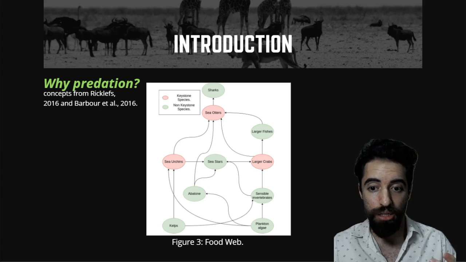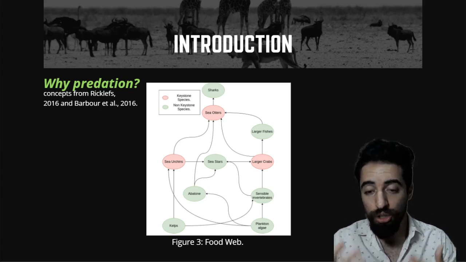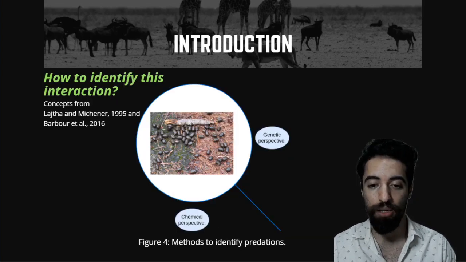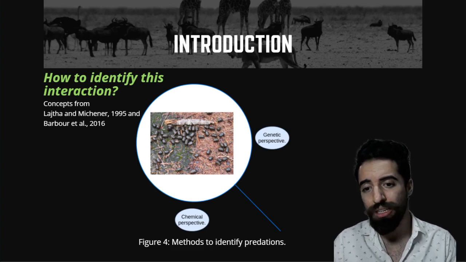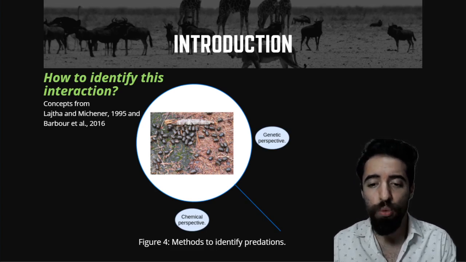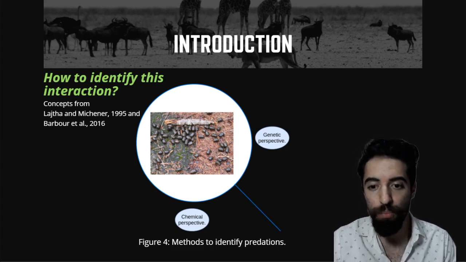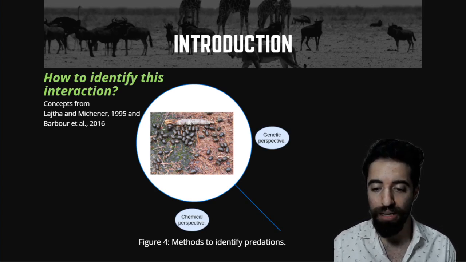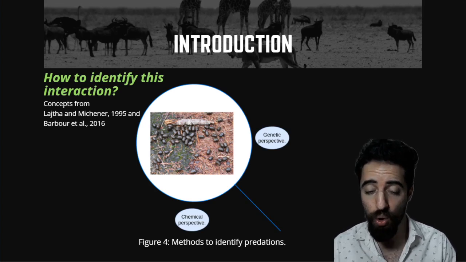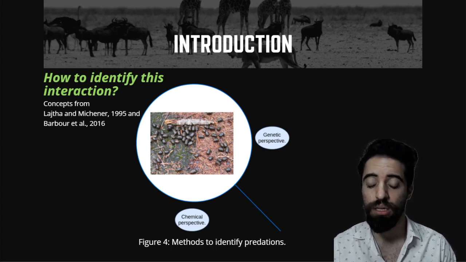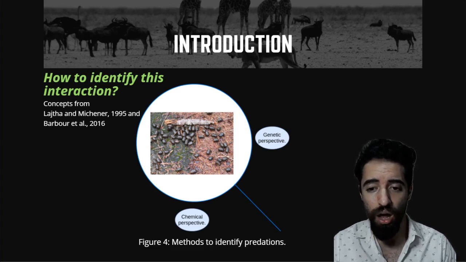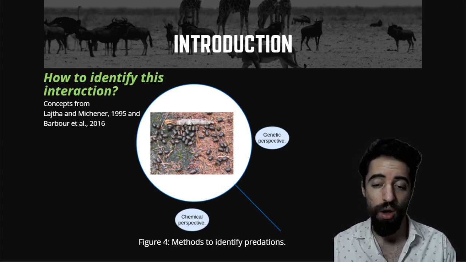So as biologists, we like to see and understand that interaction, to understand more about the environment that we look at. Since it is important, we need to identify it. I'm bringing two main perspectives to look at it. We can say that the genetic perspective and the chemical perspective are the most commonly used in this context. Basically they take the tissue of the individual and analyze what the diet is composed of.